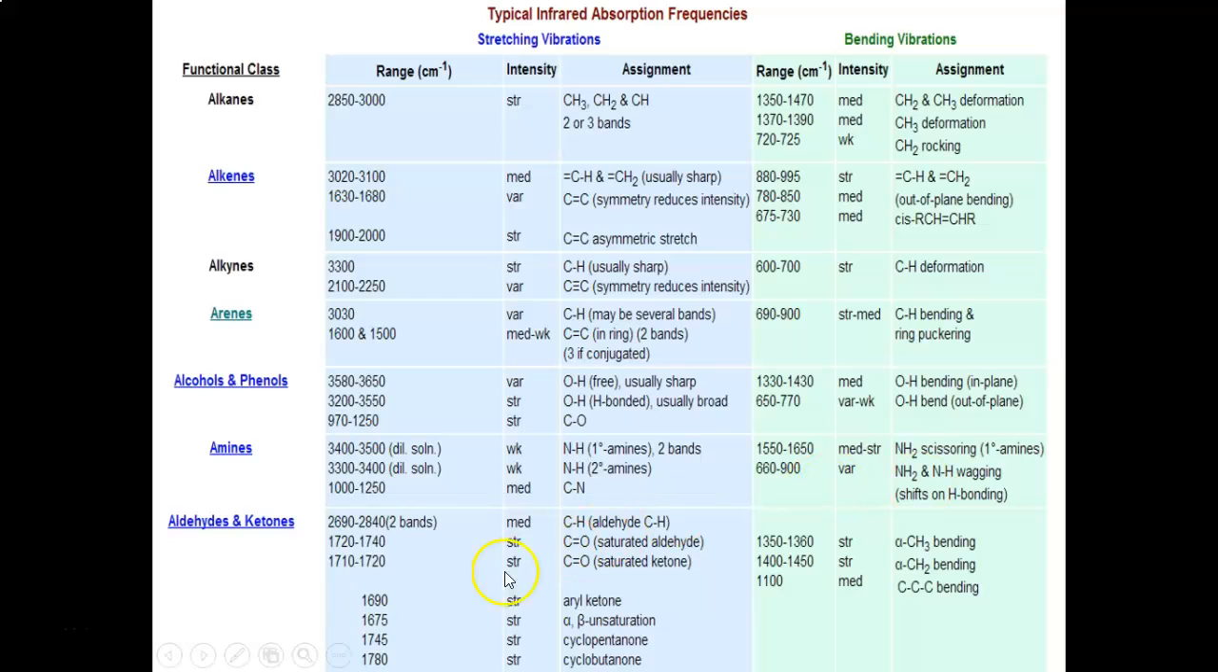Okay, so this is an example of infrared absorption frequencies. We have alkene, alkyne. So look at the alkene.